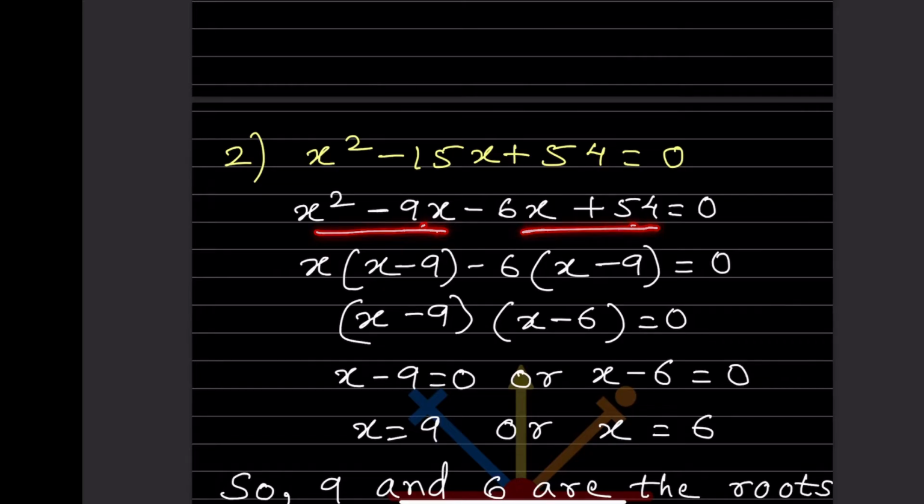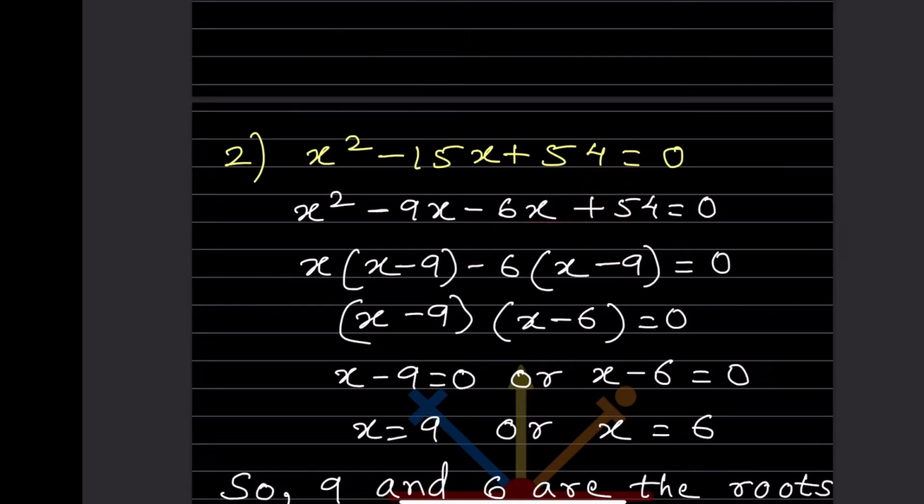So from the first part what you can see, x is common from here. What remains in the bracket is x minus 9. This minus sign as it is. Now from the second part you can see 6 is common. What remains in the bracket is x minus 9. See, because why x minus 9? Because this is plus. So what happens here? Minus becomes plus.